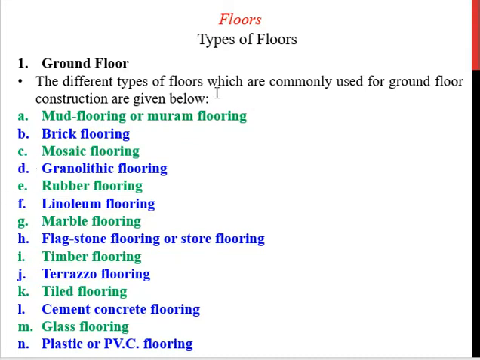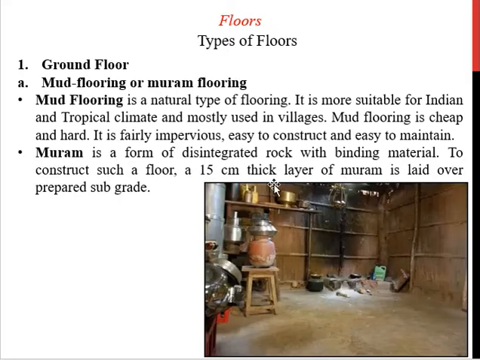The ground floor is categorized into the following types of flooring. There are different types of floors depending upon the constituent material that we use to make the floor. Depending upon that, we have these categories of the ground floor, which include mud flooring, brick, mosaic, granolithic, rubber, and many more. That obviously depends upon the material we use to construct the ground floor. So let's quickly move to the ground floor types.